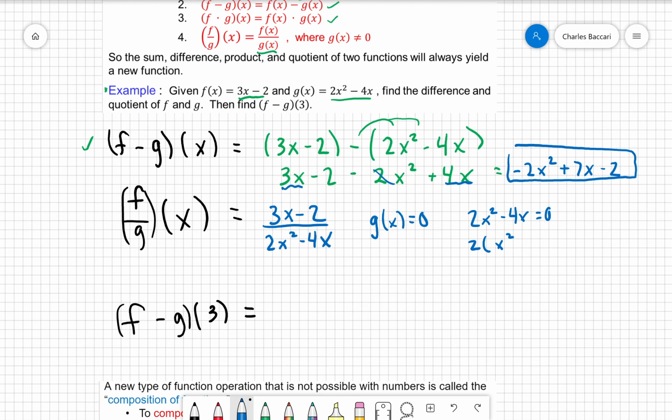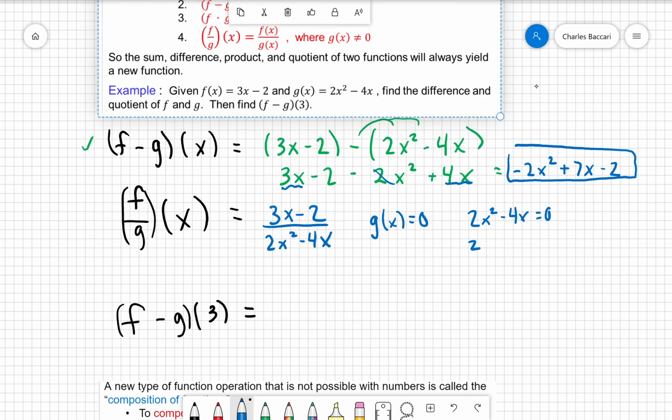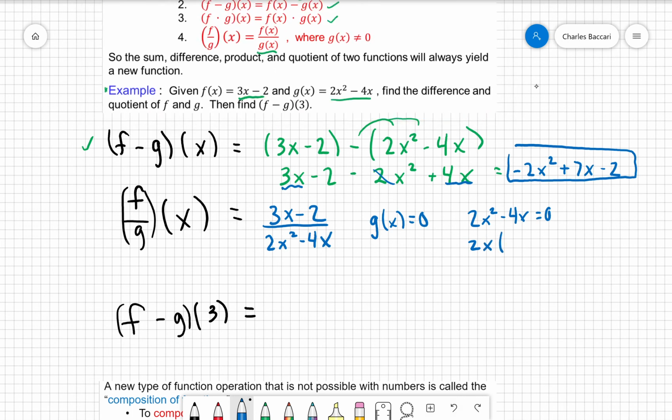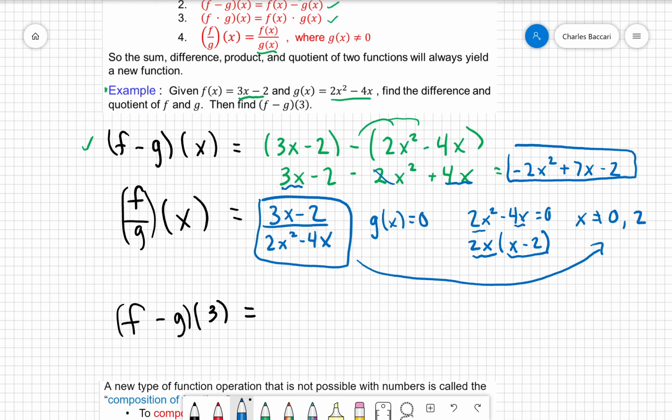Oh, I'm sorry, hold on, let me go back. I didn't notice they both have an x in them. So we're factoring the GCF right now. We have 2x, which factors from here and here. And then we have an x minus 2 left over, which means x cannot be equal to 0, and it cannot be equal to 2, because if it was 2, that would be 0, and if it was 0, that would be 0. Okay, and so this is our function, and we have x is simply not those two values.